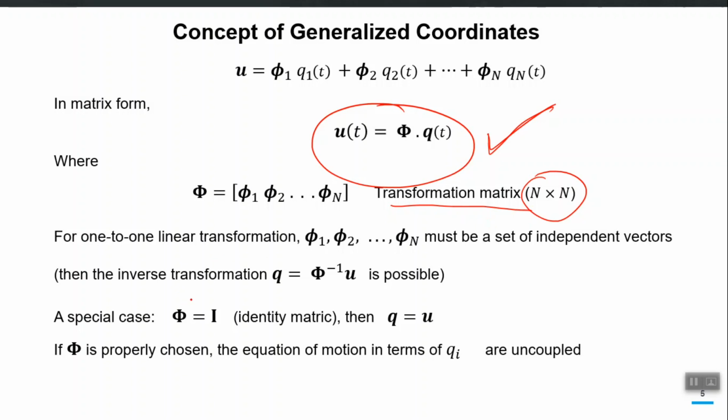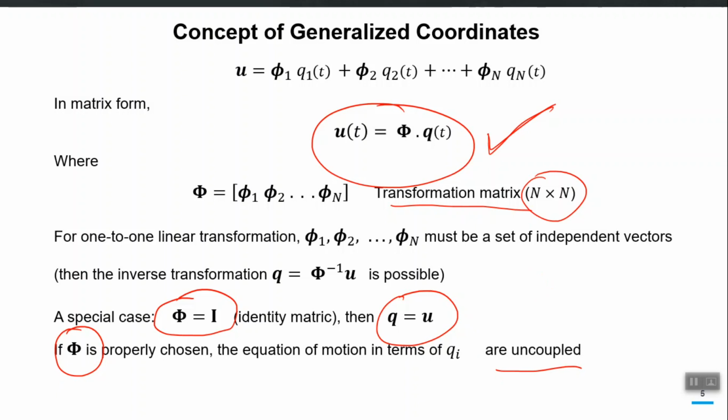One specific case is when capital phi is the identity matrix. In that case q and u will be the same, right? The physical coordinates and generalized coordinates will be the same. Now, the bottom line is that if capital phi is properly chosen, the equation of motion in the q coordinates will be uncoupled, and I will keep explaining the meaning of this sentence over the next 1 or 2 weeks.